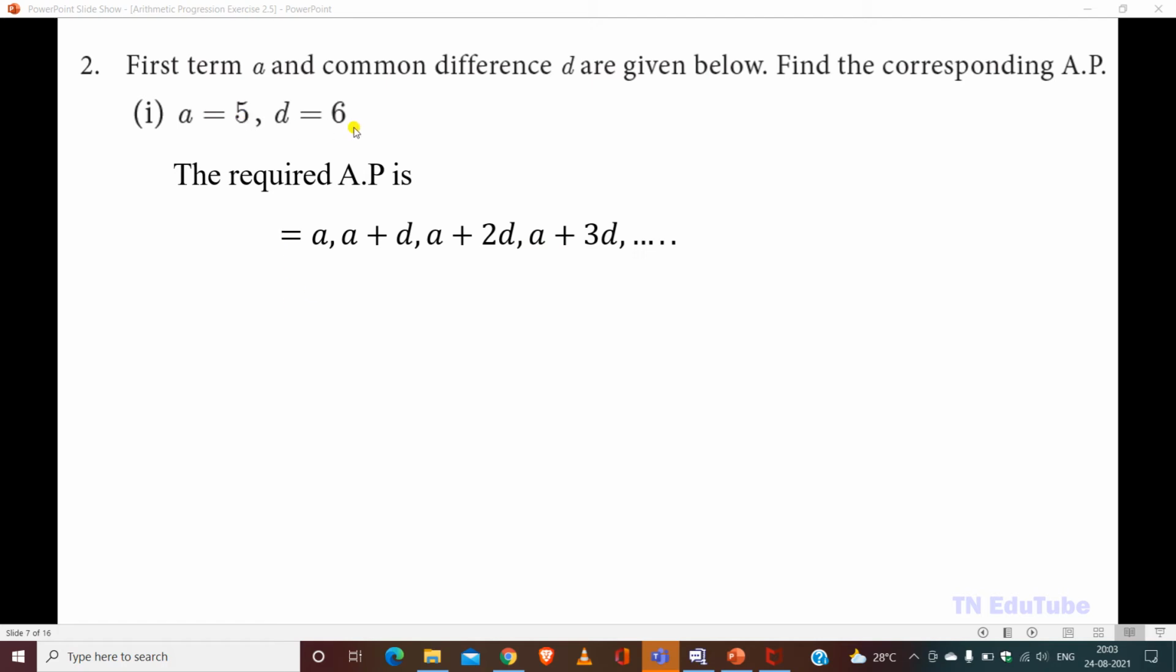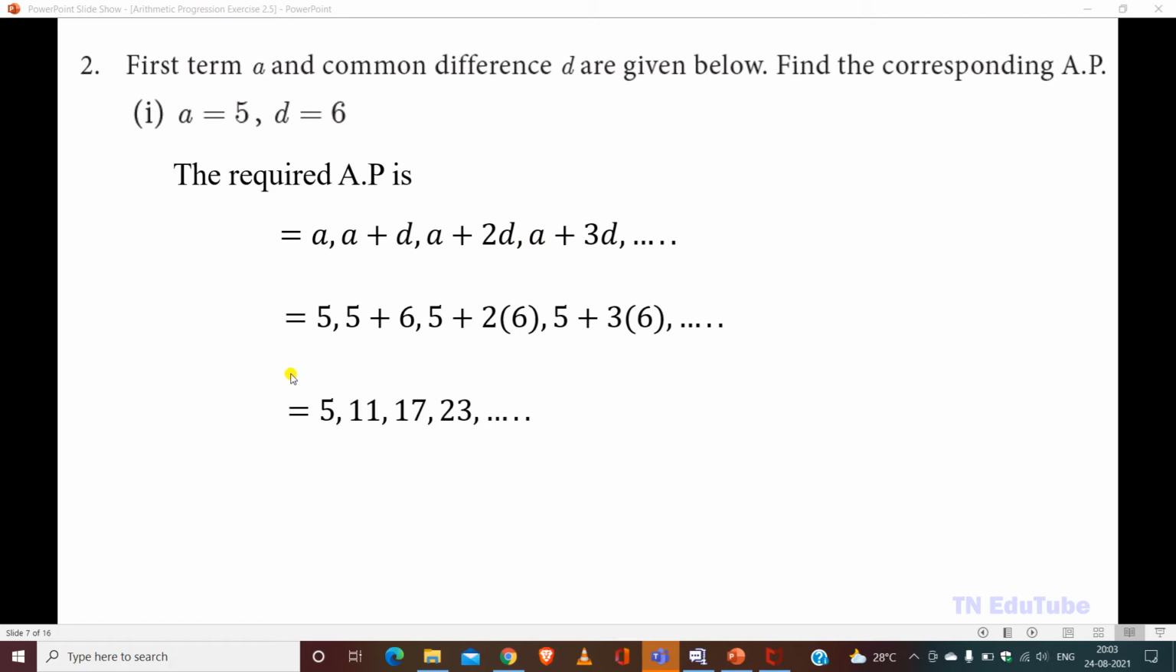So you have to substitute these two values. So you get 5, 5 plus 6, 5 plus 2 into 6, 5 plus 3 into 6, etc. When simplifying, you get 5 plus 6 is 11, 2 sixes are 12, 12 plus 5, 17, 3 sixes are 18, 18 plus 5, 23, etc. This is the answer for the first Roman letter 1.